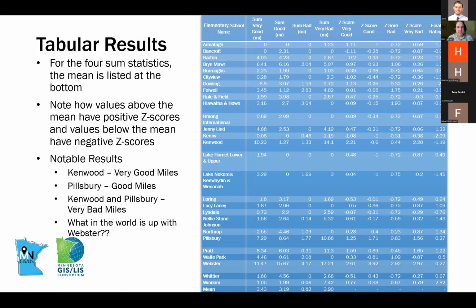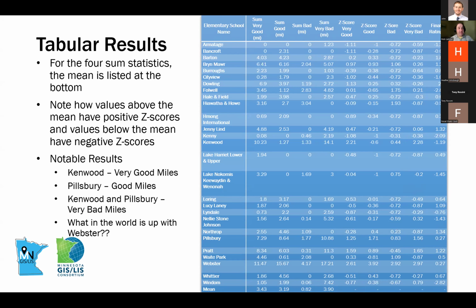First, we'll look at some tabular results. I know this text is very small, so if you're interested in this data, let me know. I can definitely send you more easily viewed data. But for any given school, you can find it alphabetically on the left, and you can see the 4 sums. So these first 4 columns show you how many miles of very good, good, bad, and very bad features it had. And the next 4 columns show you those 4 z-scores. So you'll notice if something is above average, I have the averages down here, it'll garner a positive z-score. If something is below the mean down here, it'll garner a negative z-score.